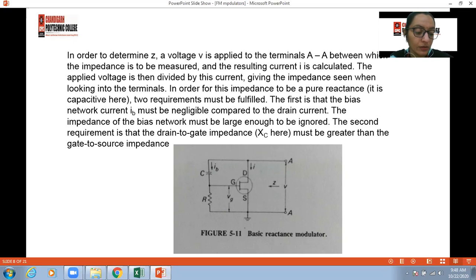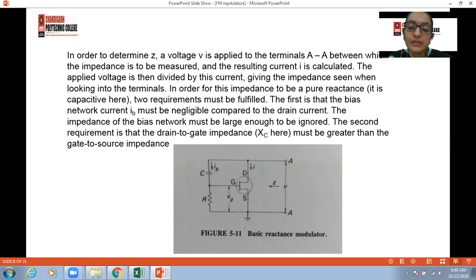So the C equivalent will be equal to R and transconductance, that is, C equivalent will be equal to RC and the GM, that is your transconductance. The equivalent capacitance of the circuit depends upon the transconductance of the device and can be varied. By varying the values of R and C, the capacitance can be adjusted to the desired value.